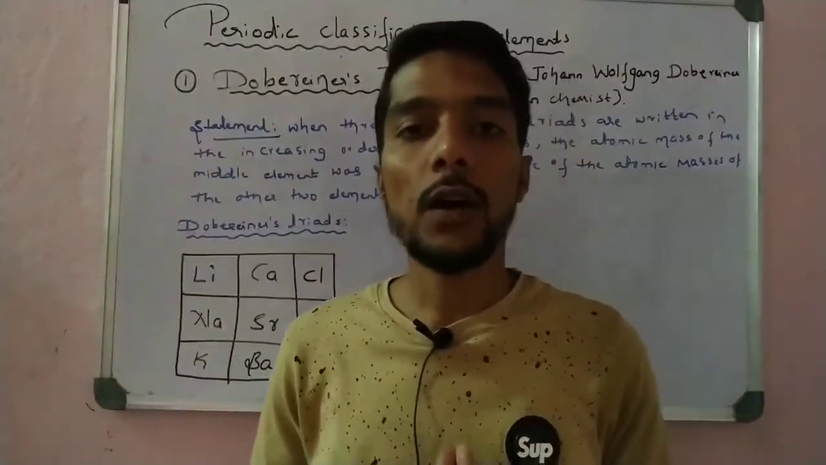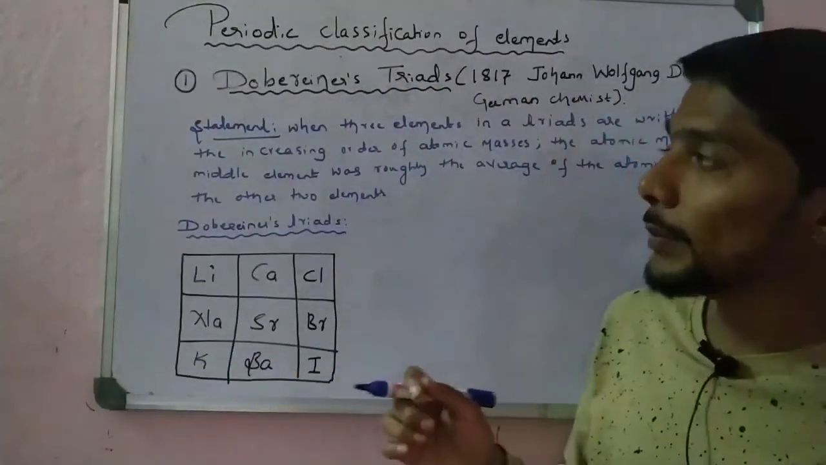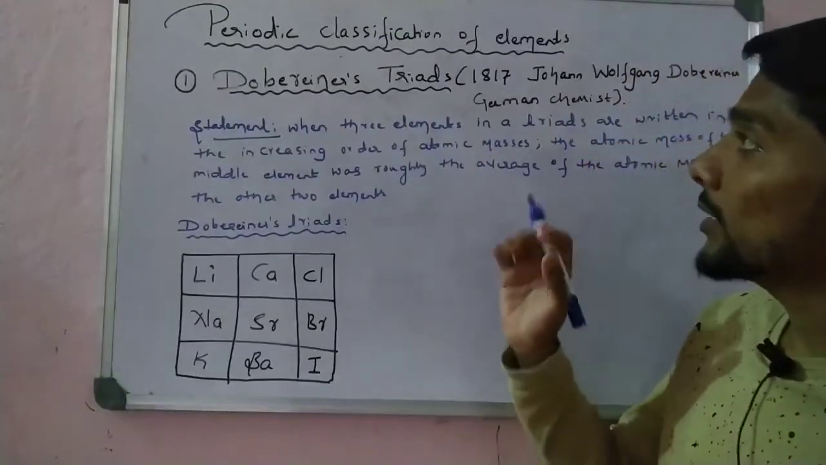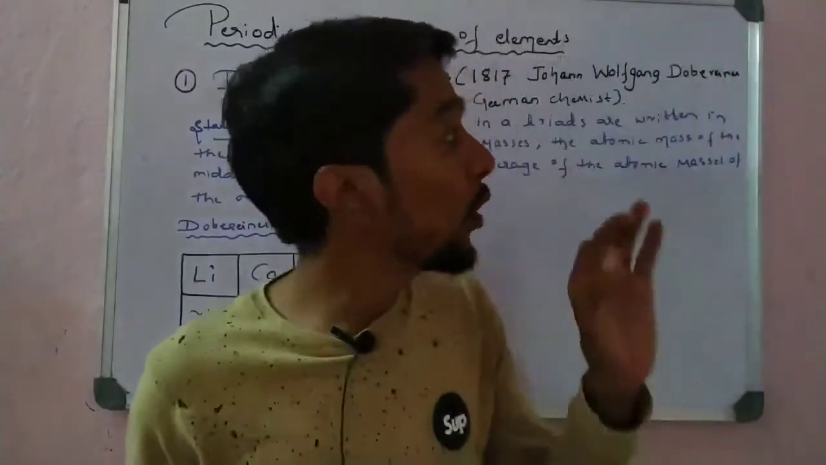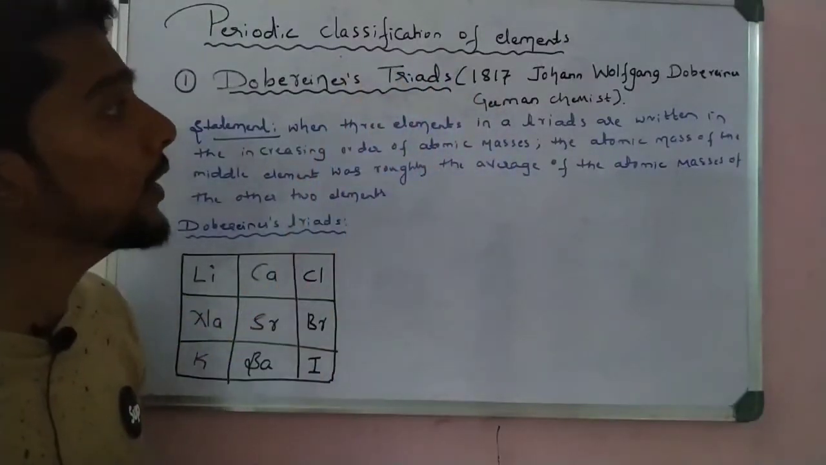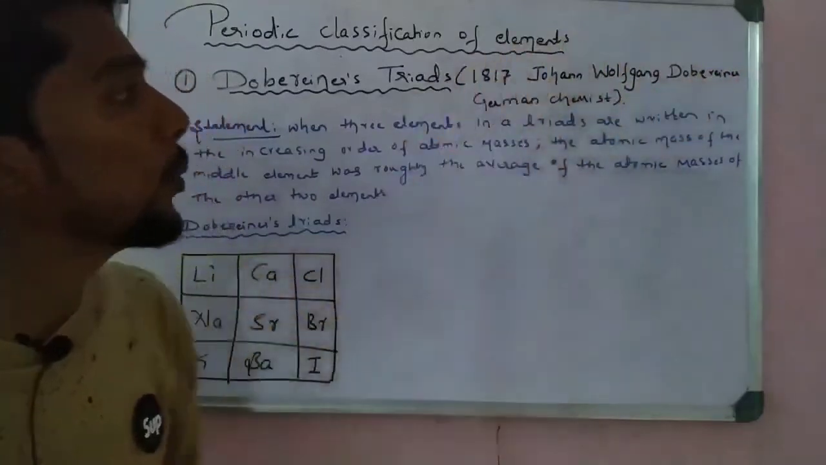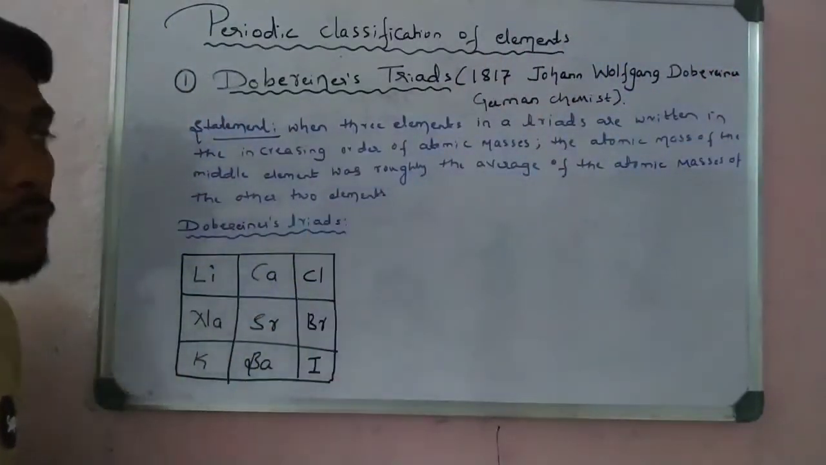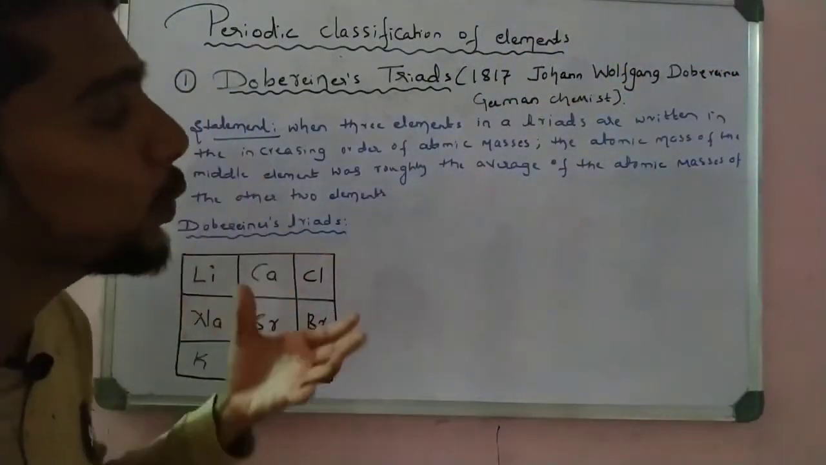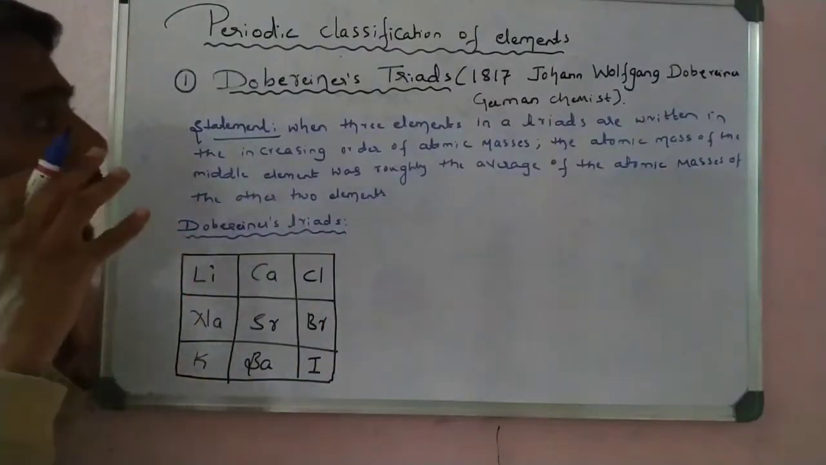Okay students, now take the first law, that is the first attempt by the chemist Dobereiner. That is called Dobereiner's triads, right? So let us know about Dobereiner. In 1817, the full name is Johann Wolfgang Dobereiner. Dobereiner was a German chemist. He made the first attempt to classify the elements.